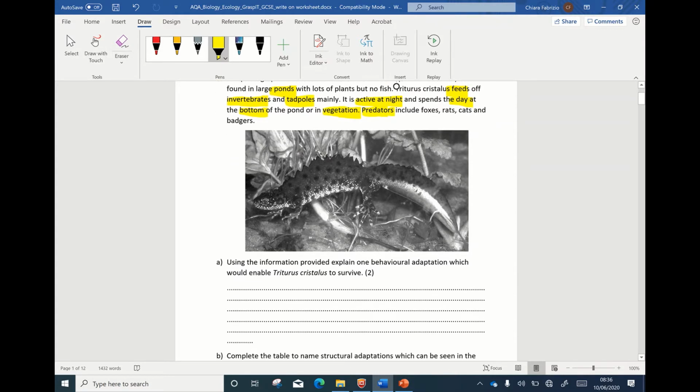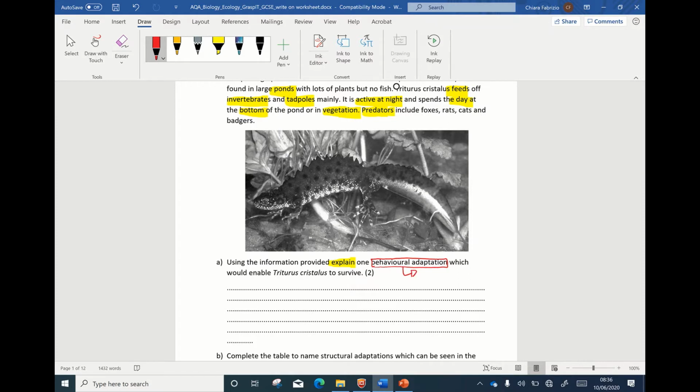Question 1A is telling us, using the information provided, explain one behavioral adaptation which would enable Triturus cristatus to survive. So what we're trying to do here is explain, and the key word here is behavioral adaptation. So hopefully you remember what that means. If you don't, I'm going to tell you.